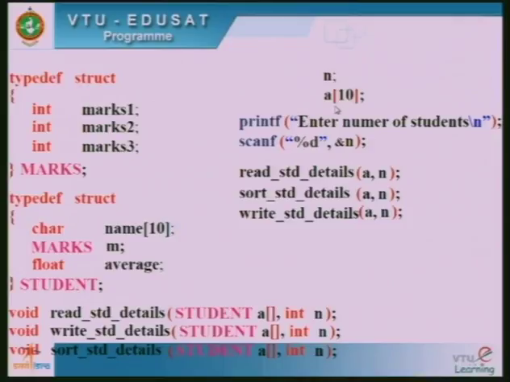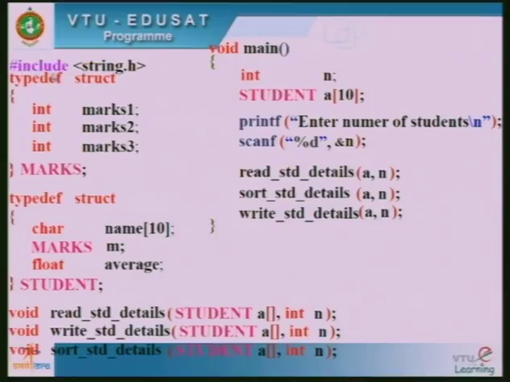N and a. What is a? A is an array. N is of type integer. A is an array of what? Array of student records. Now all these statements must be enclosed within braces like this, and here we write void main.